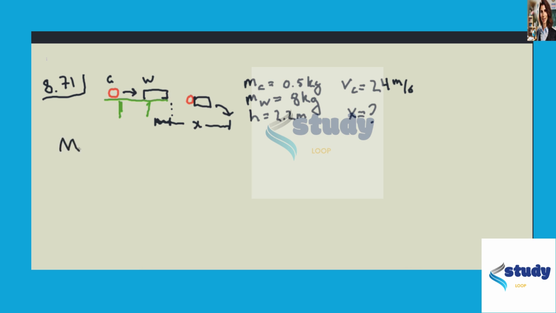So if we call capital M the mass of both the clay and wood combined, and we call our speed we're looking for here v, we could even call it v sub x if we like. So that's going to be equal to the momentum before, which only comes from the clay moving. And this is 1.41 meters per second.